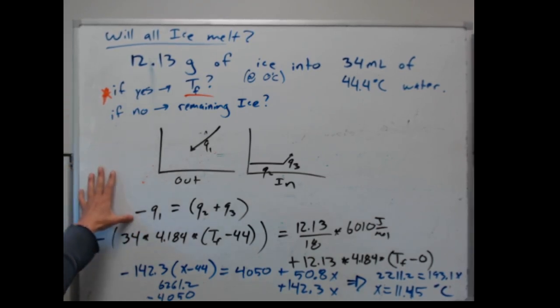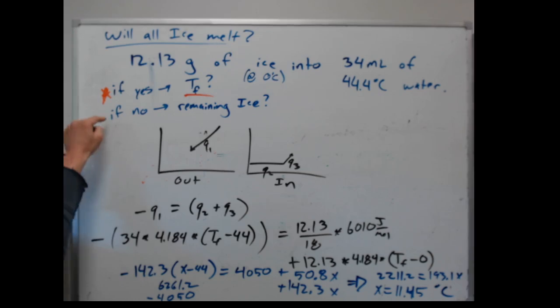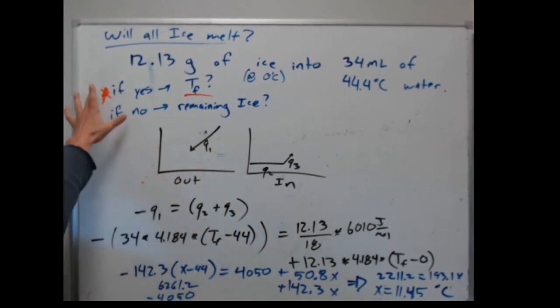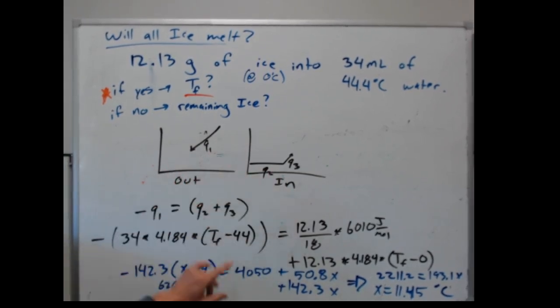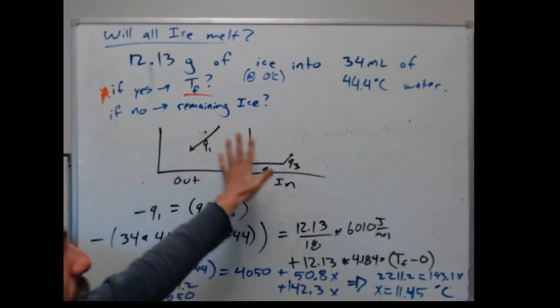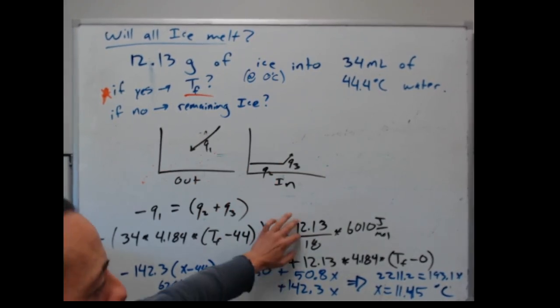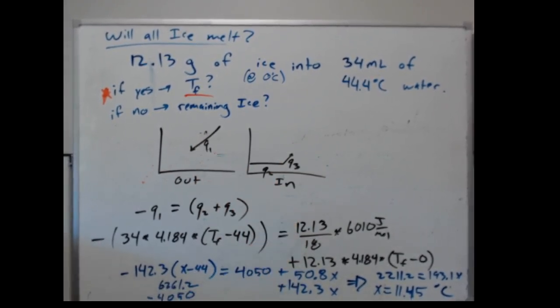First, we have to do a side calculation to figure out whether we're in the yes case or the no case. And then, since we are in the yes case, we did this system where we were solving for T final. If we're in the no case, we have a slightly different setup where we know T final is 0, but our grams melted becomes the unknown piece.